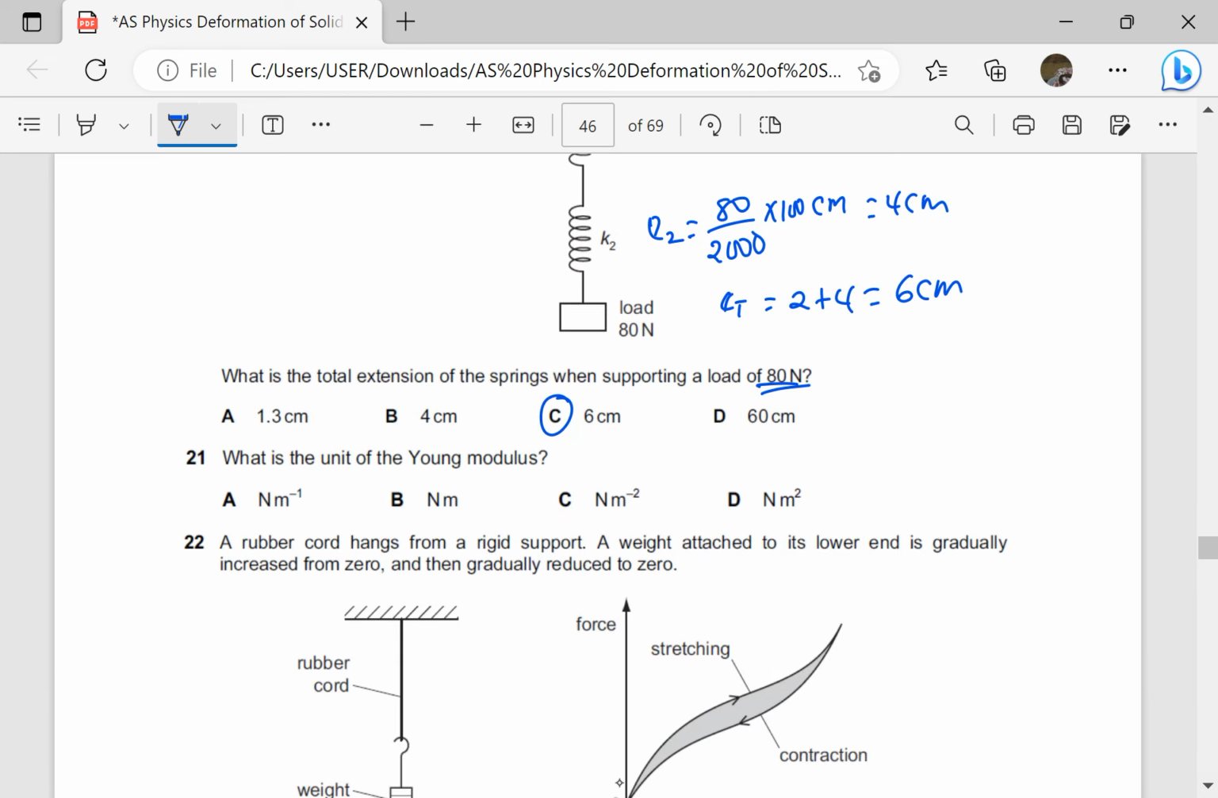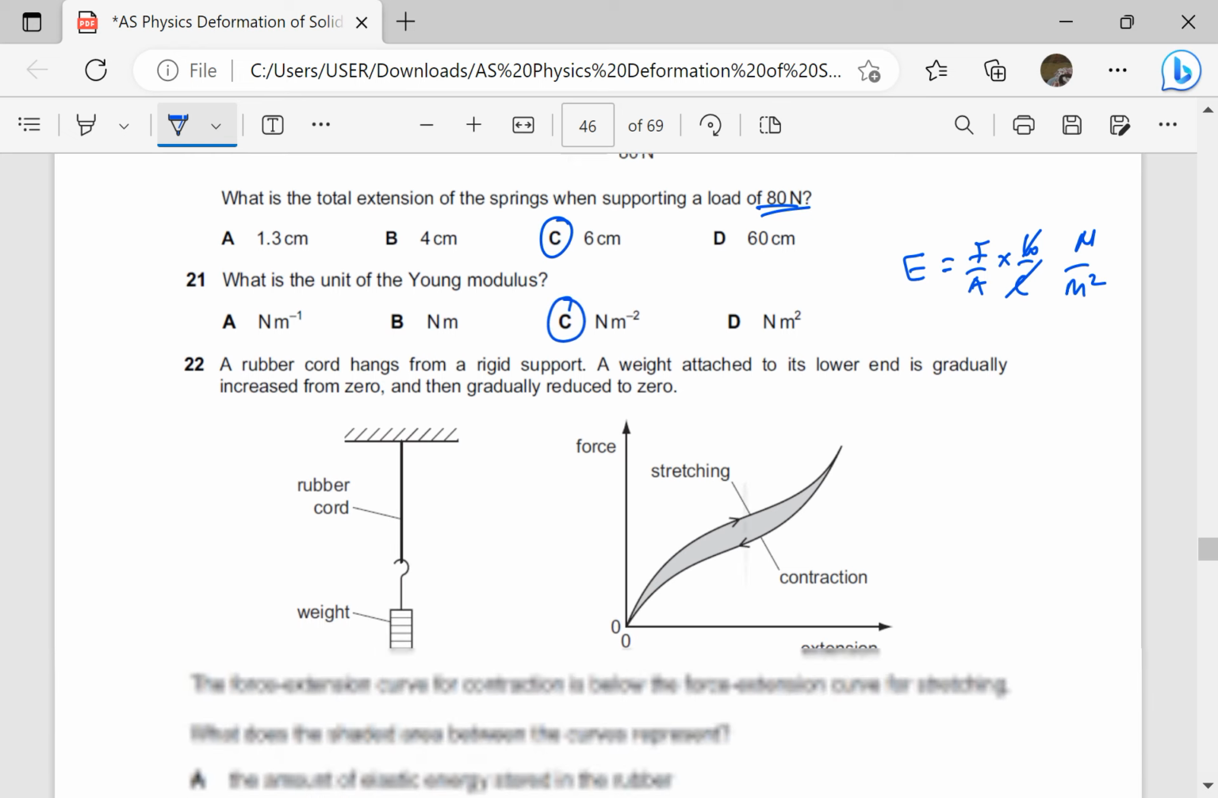What is the unit of the Young modulus? Remember, Young modulus is stress over strain, where stress is force over area. Then we get the reciprocal, original length over extension. These ones have no units. Force is in newtons, area is in meters squared, so it is newtons per meter squared. So the answer is C.